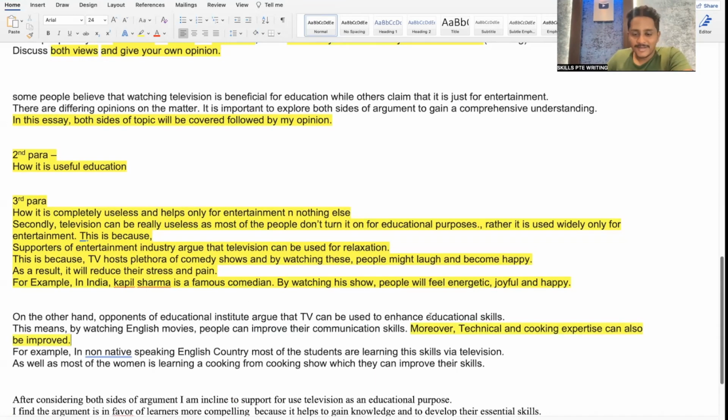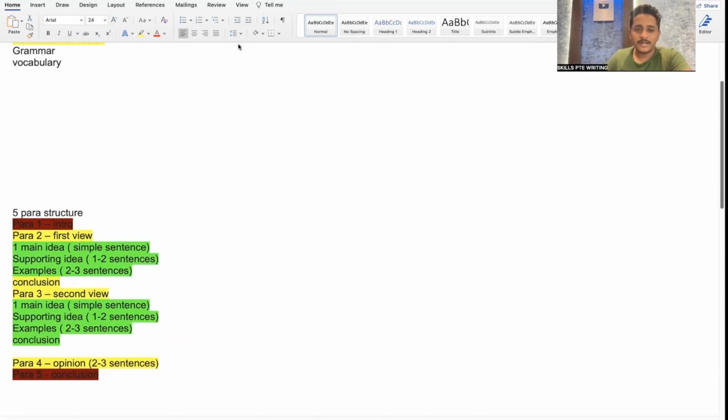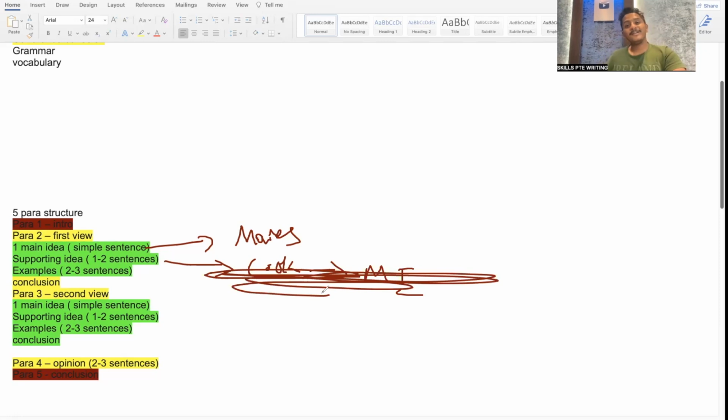Pay more attention. The first line talks about English movies. The next line talks about cooking expertise. Two things he's talking about. Here I told you one main idea: he told movies. Supporting idea, he's telling cooking. But this is also a main idea. He wrote one more main idea, which is not required. Never mix things.